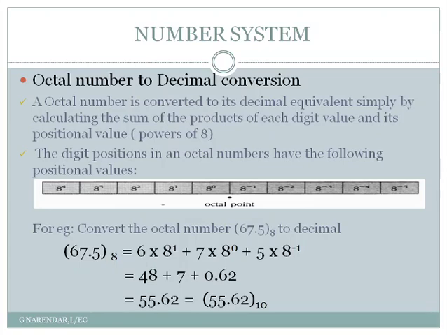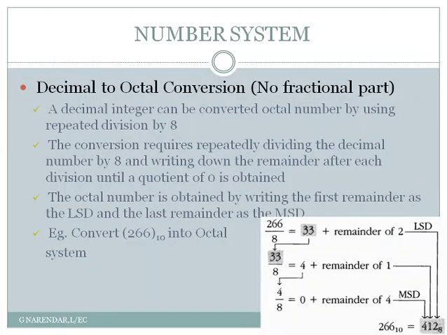Similarly, we'll do the reverse conversion, that is from decimal to octal. The decimal to octal conversion is again carried out in two parts. One is where the decimal doesn't have any fraction part, and in the second we will see where the decimal also has a fraction part. The procedure remains the same, but here it is converting from decimal to octal.